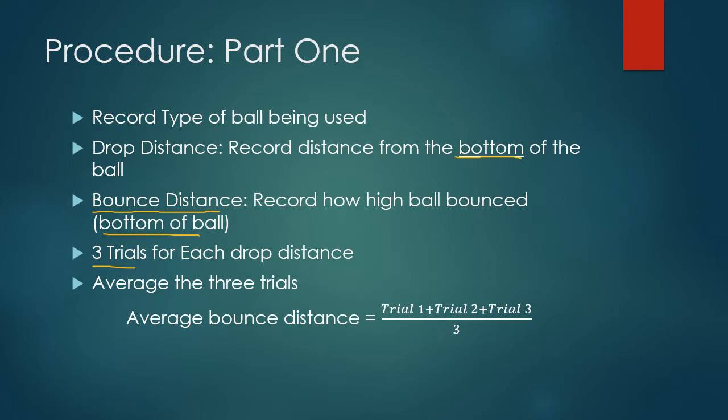Once we have completed all the trials, we will then take the average of all 3 of those trials. So how do we take the average? I have the equation written below. For the average bounce distance, which you'll see a column in Data Table 1 to record, you're going to take the bounce distance that you recorded for the first trial, add it to the bounce distance for the second trial, add it to the bounce distance for the third trial. Then you're going to take those 3 that you added together and divide it by 3, since there are 3 trials. This will give you the average.